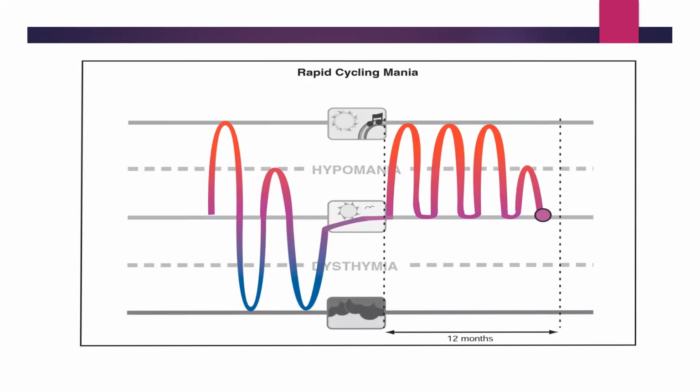Now, this is a graph showing the rapid cycle mania. In this, we can see that in the duration of 12 months, we see 4 peaks in mania. That is, first, second, third. The fourth one is hypomanic, which will also be counted as an episode. Now, this shows that the person is suffering from rapid cycling bipolar disorder.